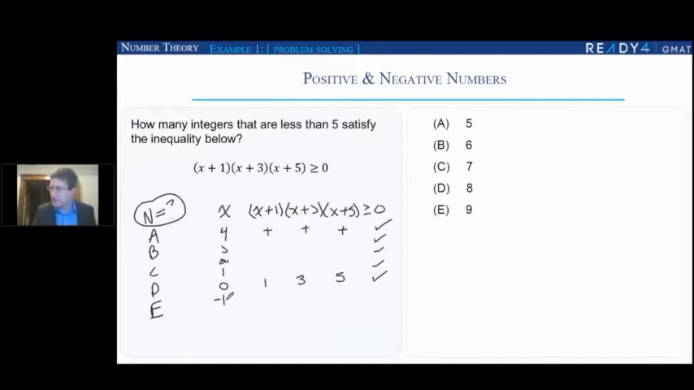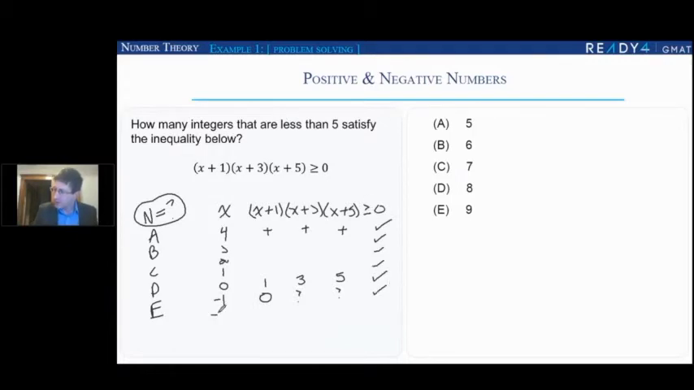And I can try negative 1. So with negative 1, what will happen is I'll get 0. For this first piece, negative 1 plus 1 will be equal to 0. The other pieces actually don't matter. It doesn't matter whether they're positive or negative, because 0 times anything is 0. So I'm just going to ignore those for now. Since the entire product is 0, this symbol does say greater than or equal to. That would actually be OK as well.